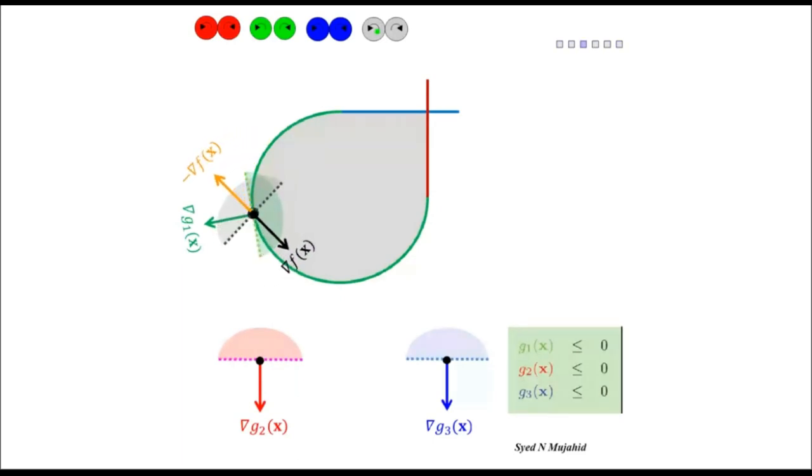How about if the negative of the gradient was like this? Can you find an improving and feasible direction? Yes, for example, if I move like this here, I have lots of improving and feasible directions.